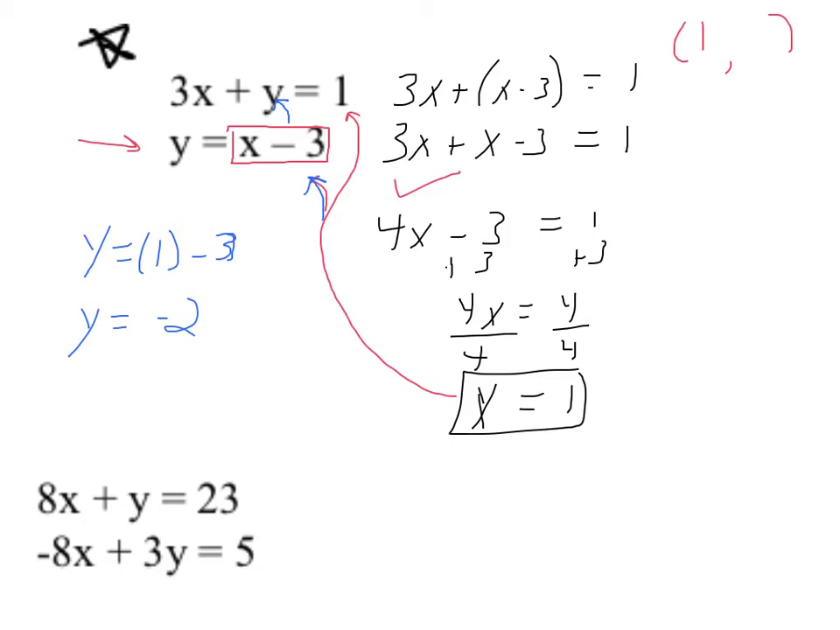So that negative 2 is the y value of our coordinate. So if we graph these lines, they would intersect at 1, negative 2. But it's not graphing, because graphing is approximate. This is an exact answer.